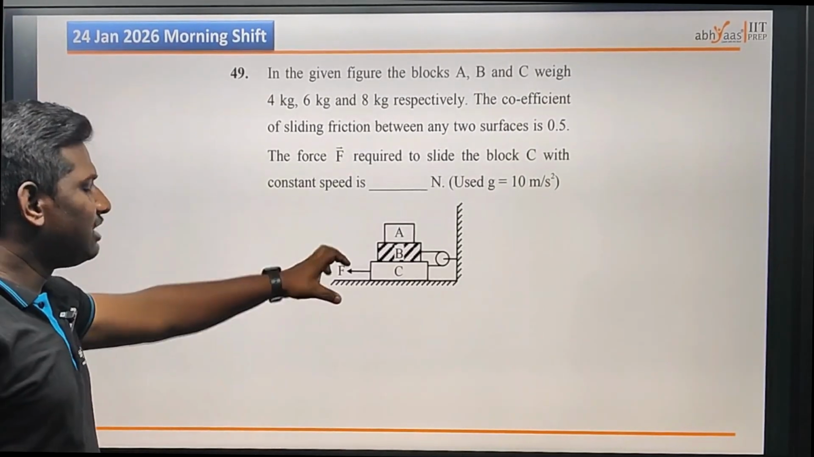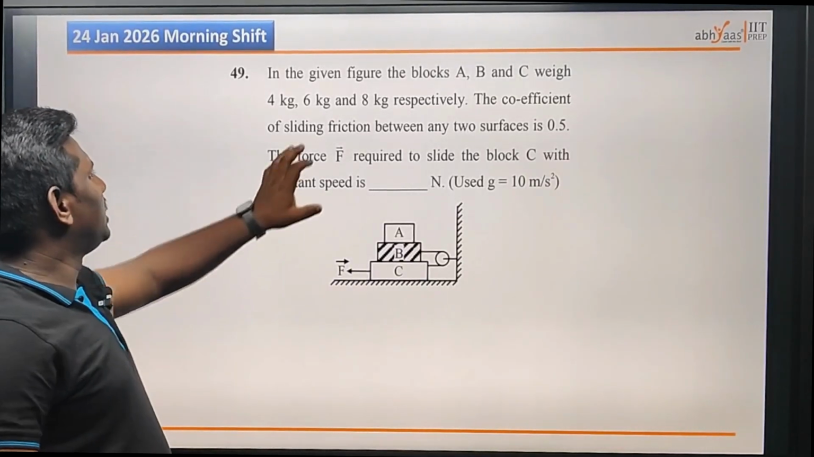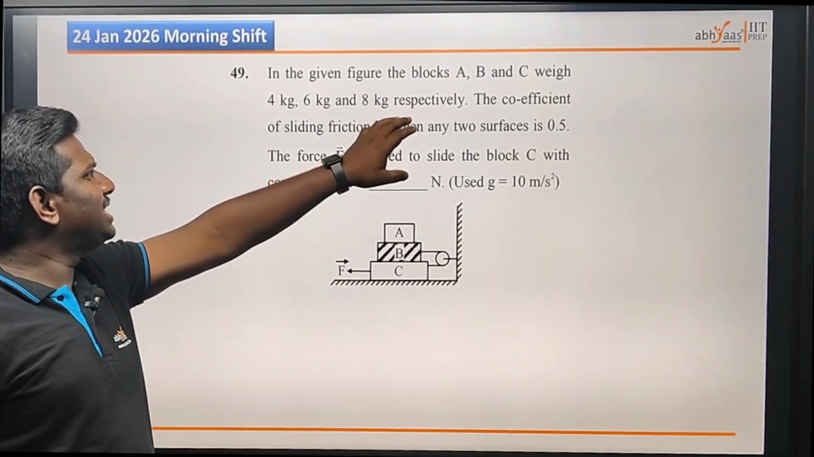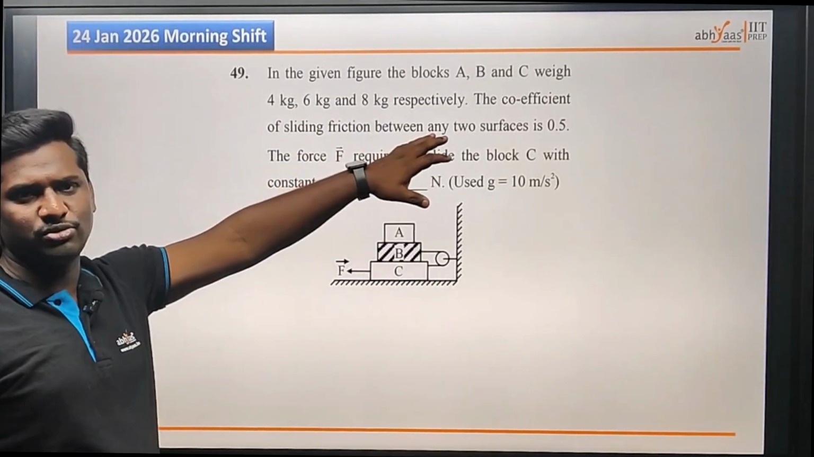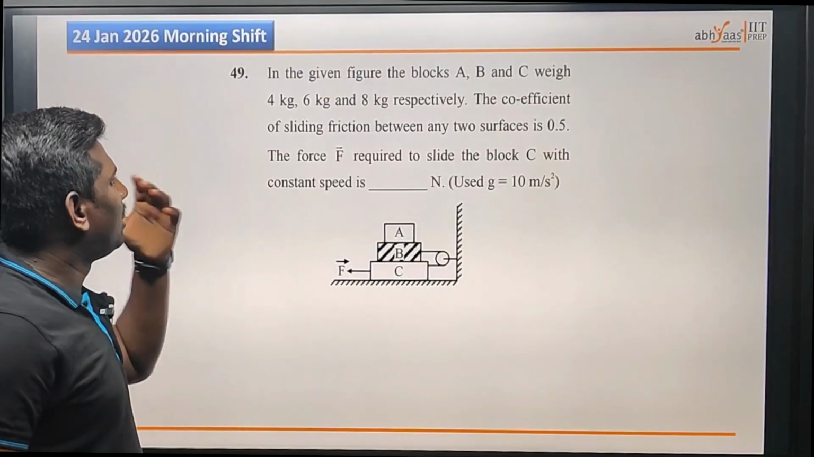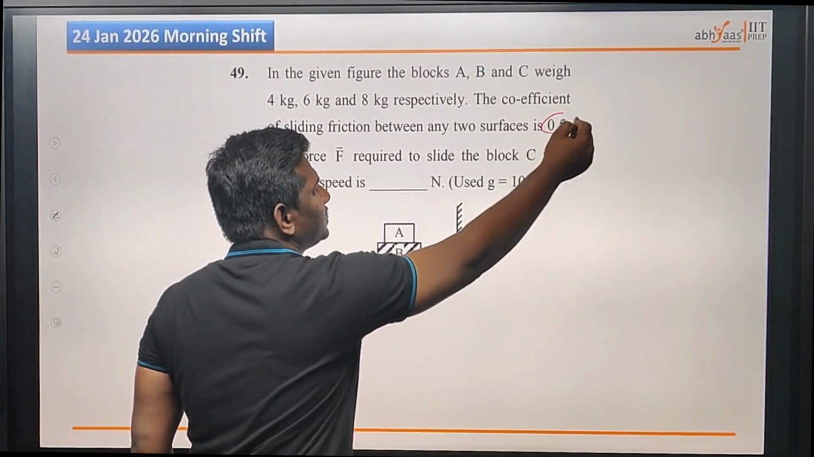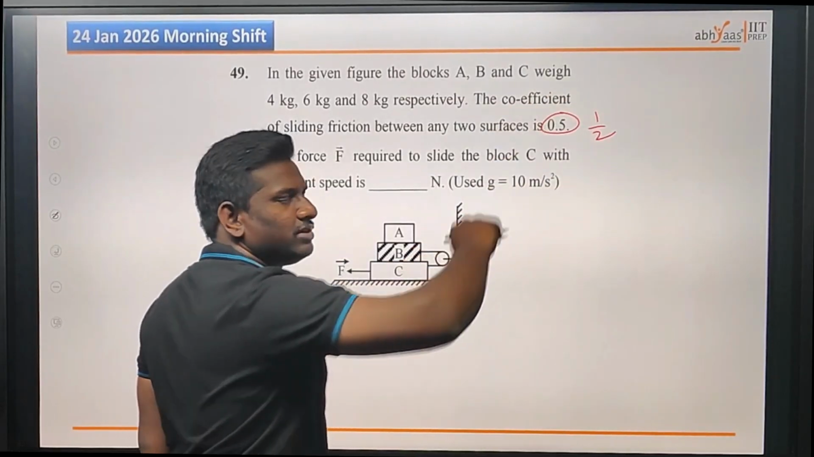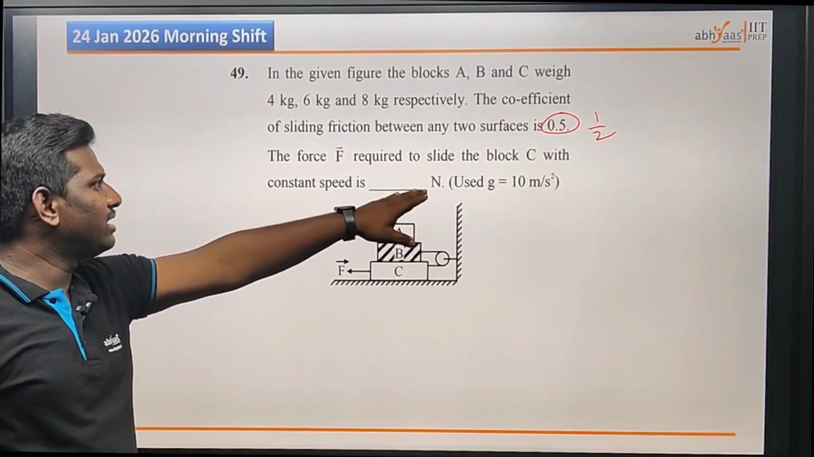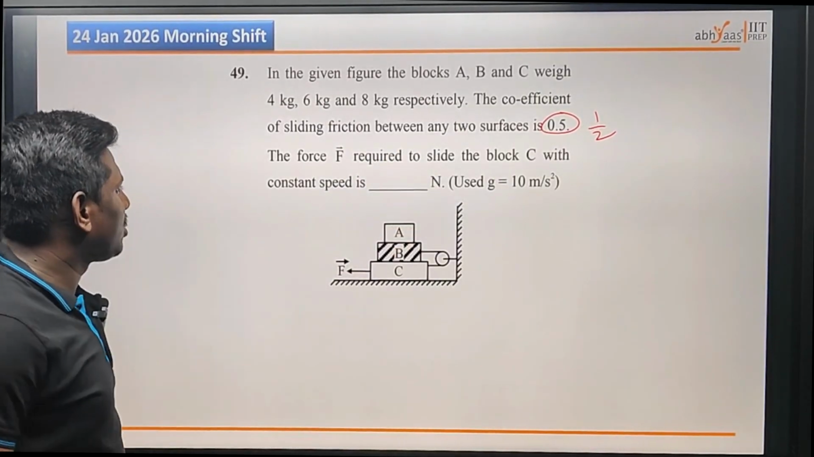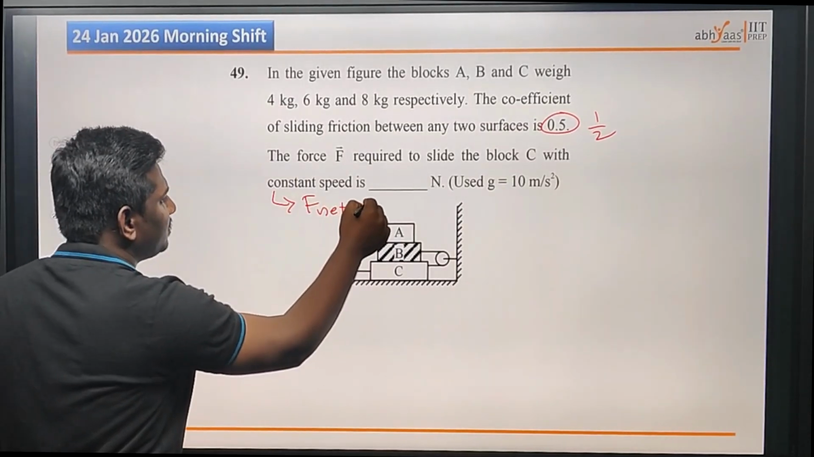Next question, see here, it will take a little bit of time. Question number 49. In the given figure, the blocks A, B, C weigh 4, 6, 8 kg respectively. The coefficient of sliding friction between any two surfaces is 0.5, that is half. The force F is required to slide the block C with a constant speed. Constant speed means F net is 0.